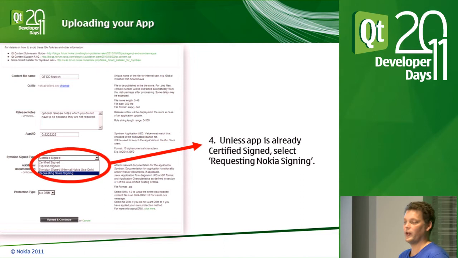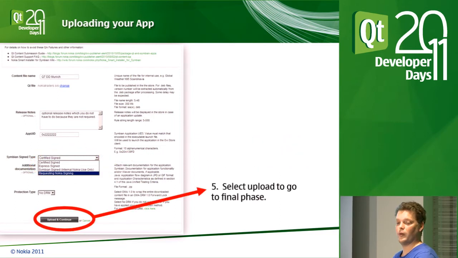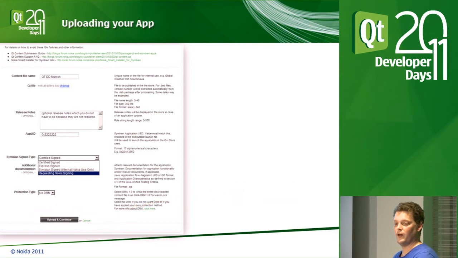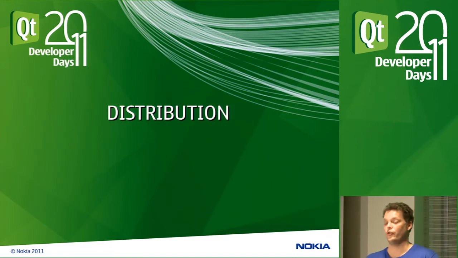So here I've selected requested Nokia signing. I've got my UIDs, I've packaged it correctly. I'm then going to submit it, and the Nokia team will production sign my application for me. So now that I've uploaded the file, I just need to tell the store what it can do with that file: which devices is this file for, what countries, and what languages.